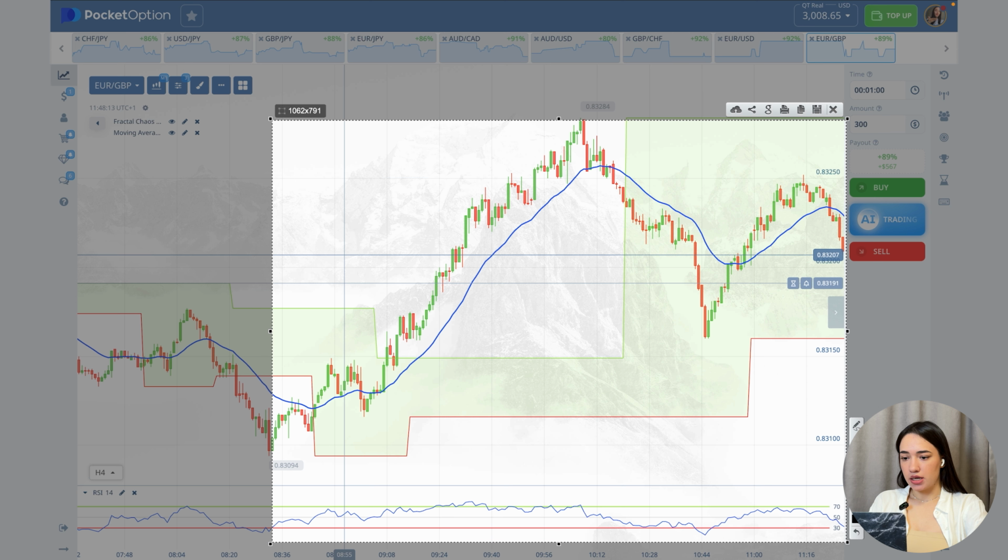Well, what is that? First of all, we fix the break. And at the moment of the break, we should observe the moving average. Our price must be higher than the moving average. And only then we can open a deal for an increase.